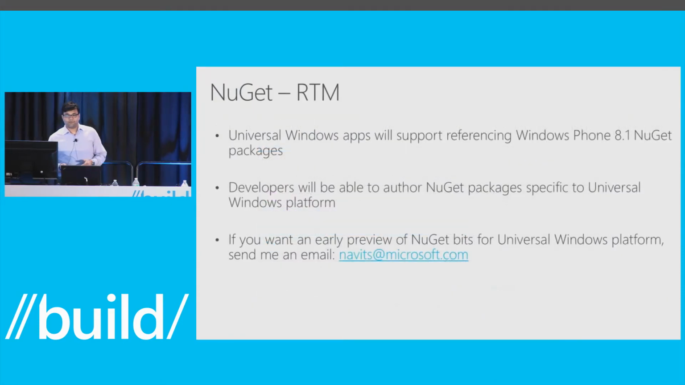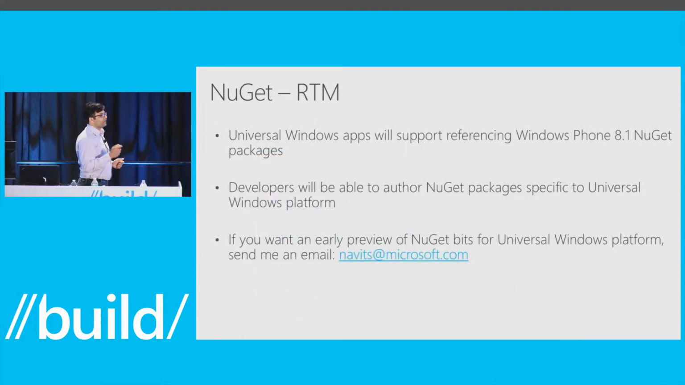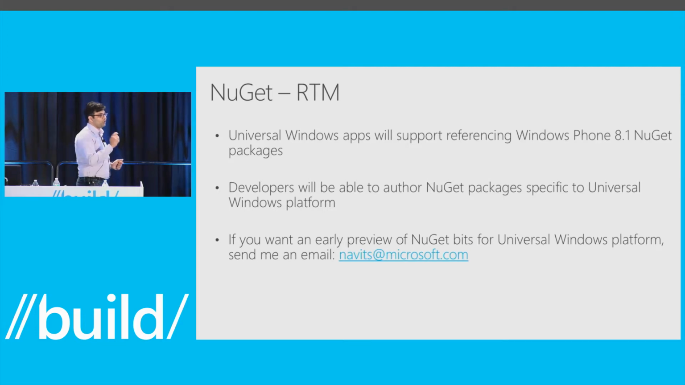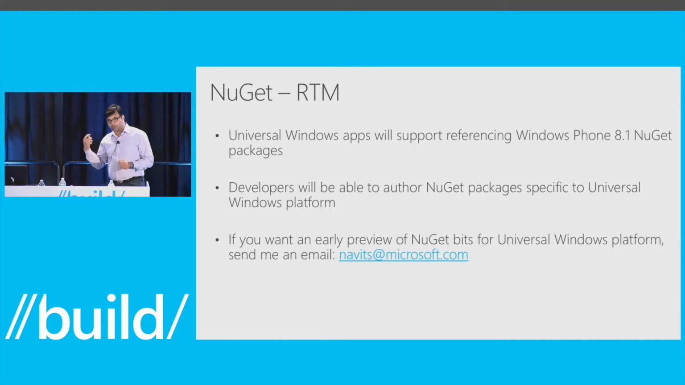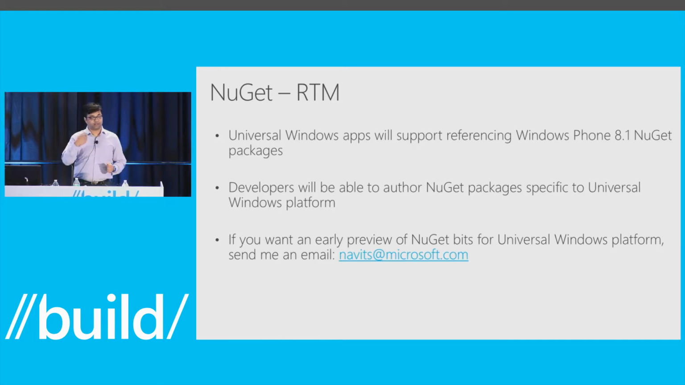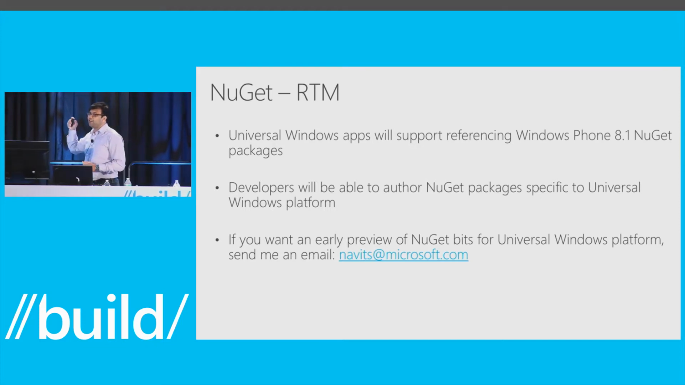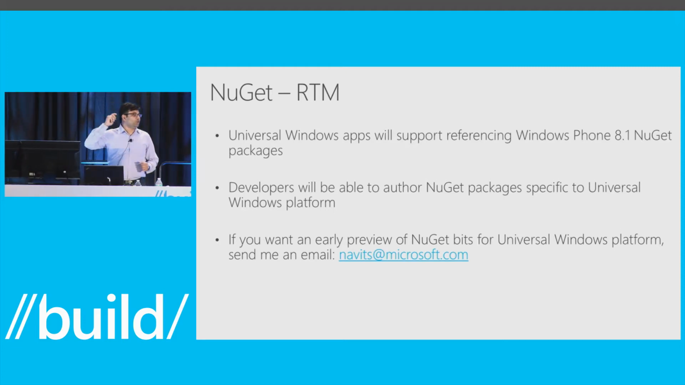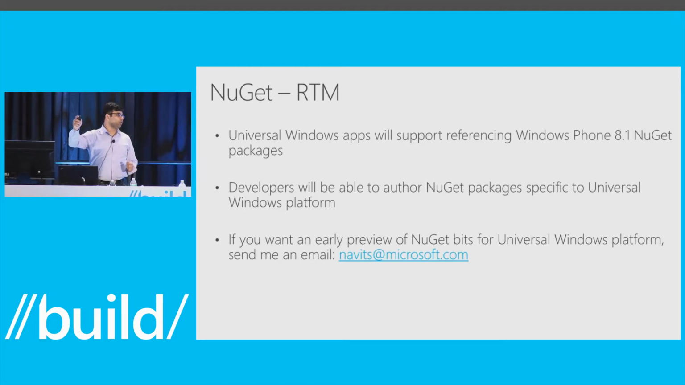At RTM, we will also support referencing Windows Phone 8.1 NuGet packages in your Universal Windows app. We are still working on it. It's not fully there, and hence it is not supported as part of Visual Studio 2015 RC. But at RTM, we will support referencing a Windows Phone 8.1 NuGet package as well in your Universal Windows platform. Also, developers will be able to author NuGet packages specifically for the Universal Windows platform at RTM.